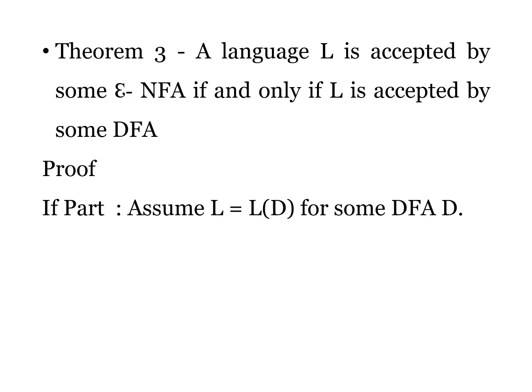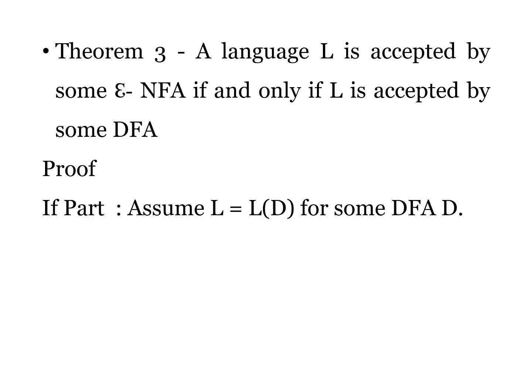So we are going to see today the third theorem. Your language L is accepted by some epsilon NFA if and only if L is accepted by some DFA. That is, if there exists a DFA, then there exists an equivalent epsilon NFA. If there exists an epsilon NFA, then there exists an equivalent DFA.